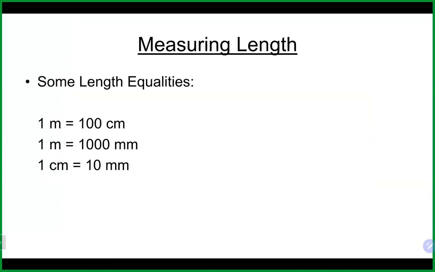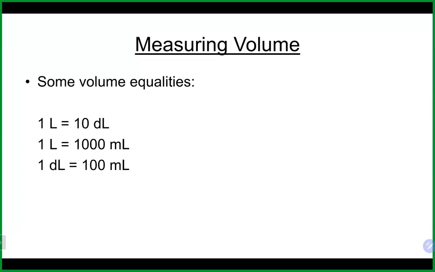All right, so we talked about some of these conversions, and again, these are some length equalities. And equalities, by the way, are two things that represent the same amount of something, but they're in different units. So 100 centimeters is the same thing as 1 meter. 1 meter is the same thing as 1,000 millimeters, and there are 10 millimeters in a centimeter. So these are all length equalities. These are all some volume equalities, and again, this one is used a lot. And by the way, when we have equalities, you could obviously write conversion factors for them.